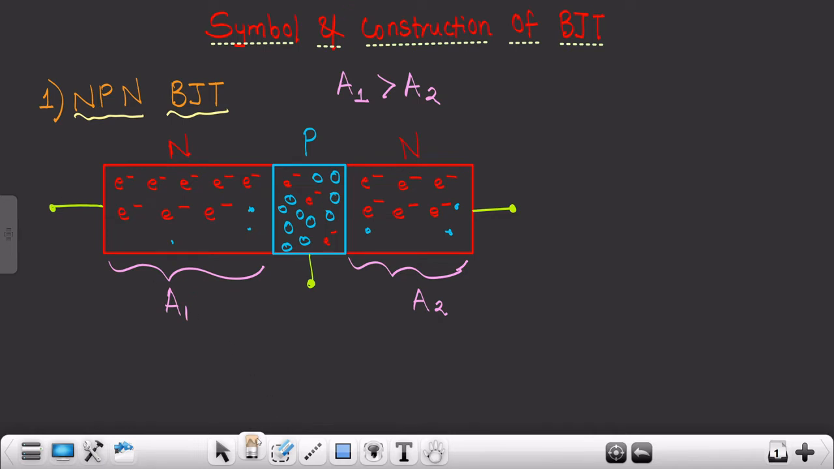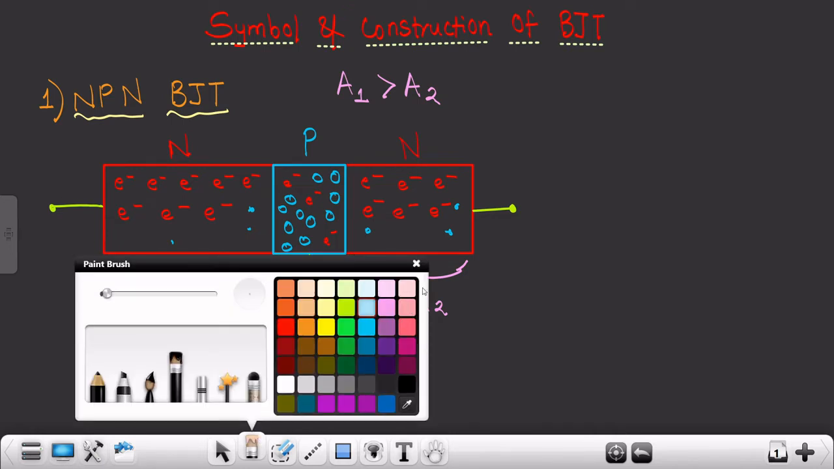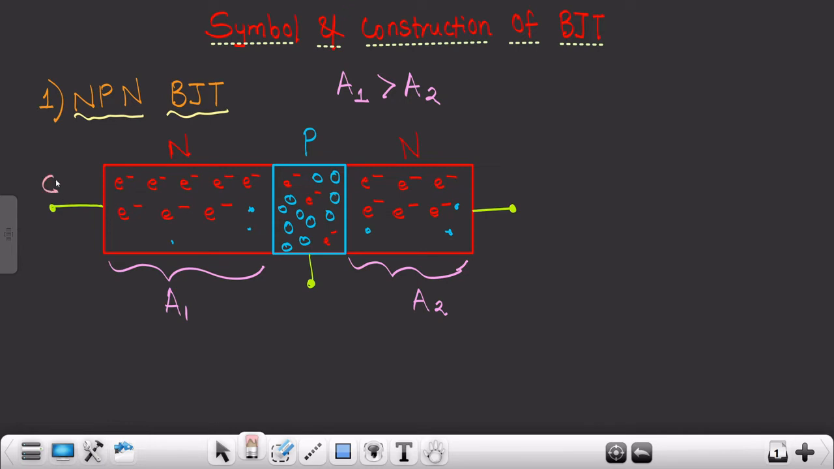I'm just right now indicating. I'll just want a certain different color. Yeah, so this particular electrode coming from the area A1 is known as the collector, right? Whereas this particular electrode which is coming from A2, that means the second area or area 2, is known as the emitter, or I will just indicate it with E. Whereas this P type region is known as the base or B, right?